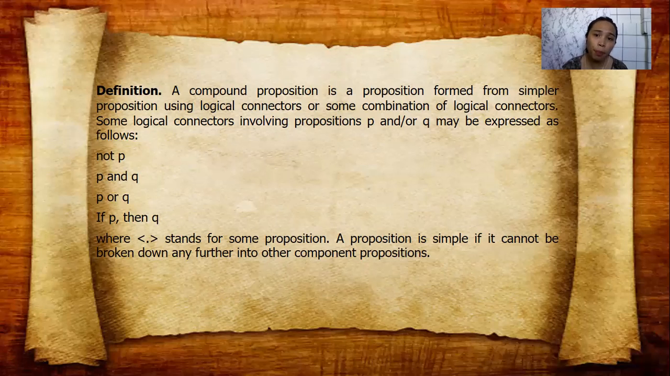There is what we call compound proposition and there is what we call simple proposition. A compound proposition is a proposition formed from simpler propositions using logical connectors. So a compound proposition has connectors. Compound propositions may be expressed as not P, P and Q, P or Q, if P then Q. So the connectors there are not, and, or, if, and then. Okay.